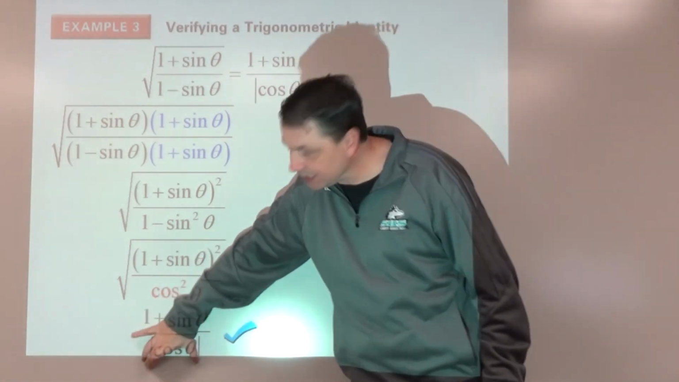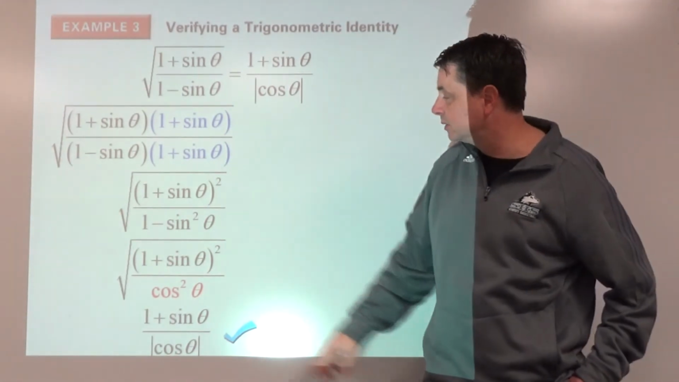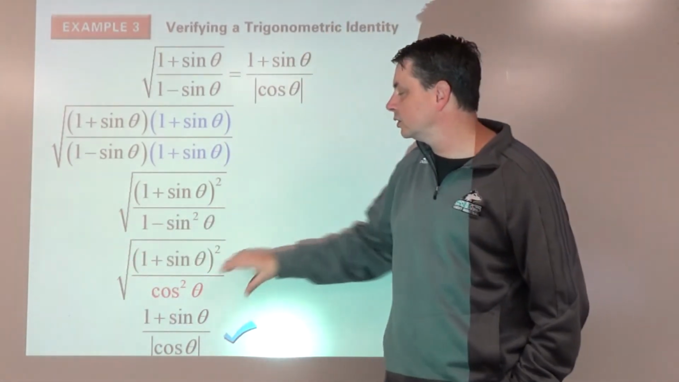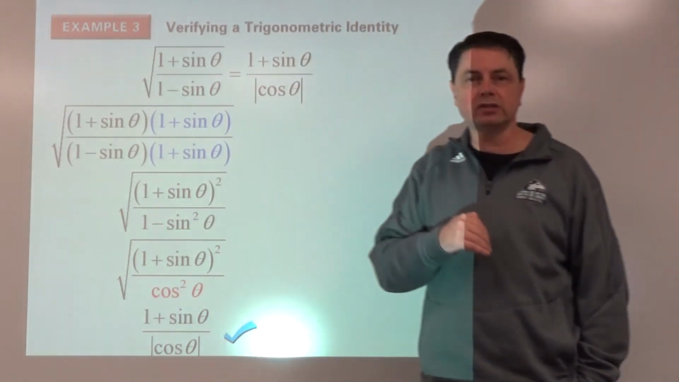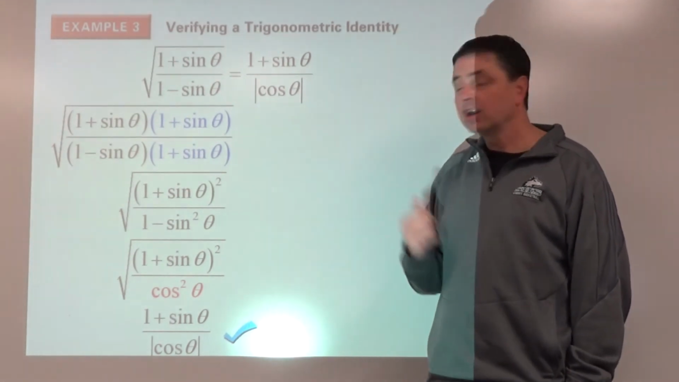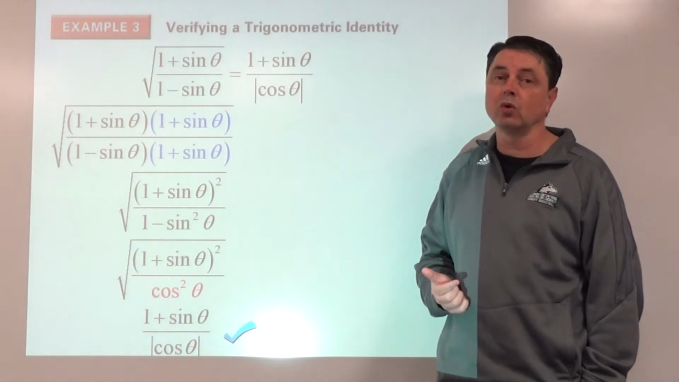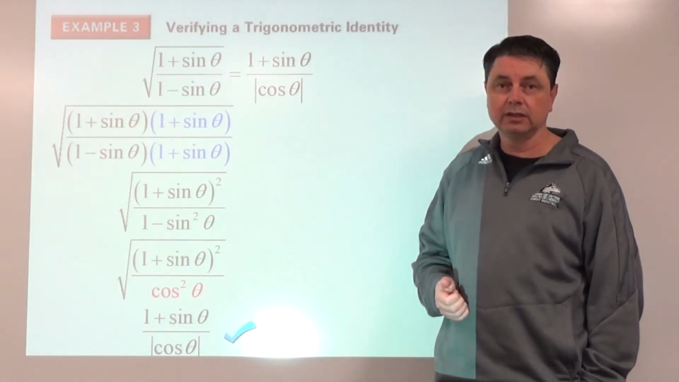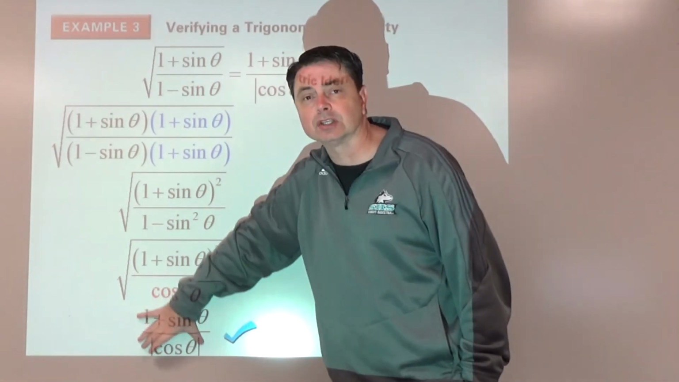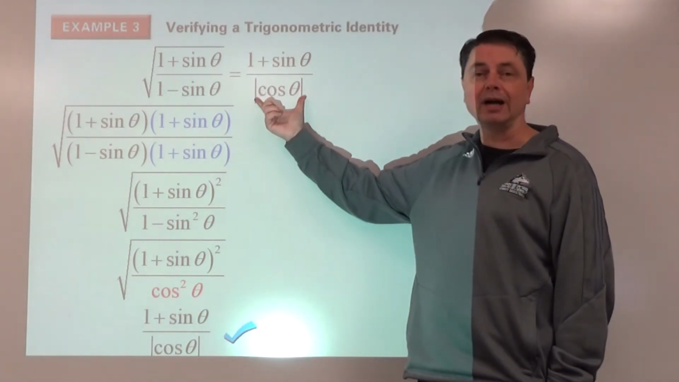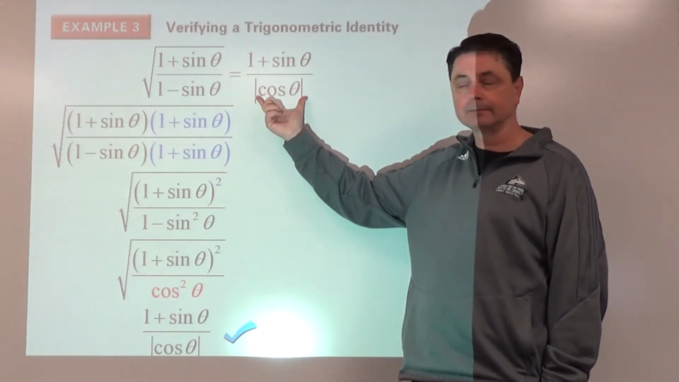Well, the reason that we need absolute value on the cosine theta is because we're taking the square root of something and the result has to be positive. Cosine theta is not guaranteed to be positive. It's not positive in quadrant 2 or quadrant 3. So that's why it needs absolute value, to ensure that you get a positive response.